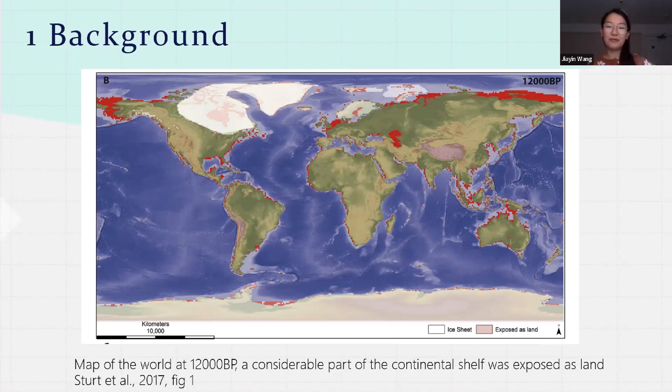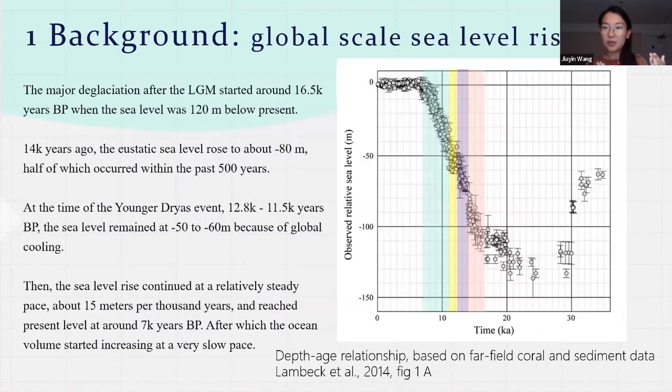However, if we would like to know the exact correspondence between the age and the location of the paleo coastline, we need to make a corresponding curve. So here we can see a depth and age relationship chart made based on far-field coral and sediment data by Lambeck et al. in 2014. And this is widely used in the study of submerged landscapes at present.